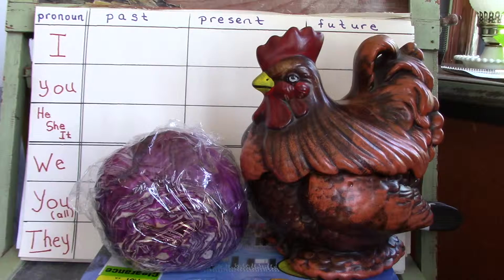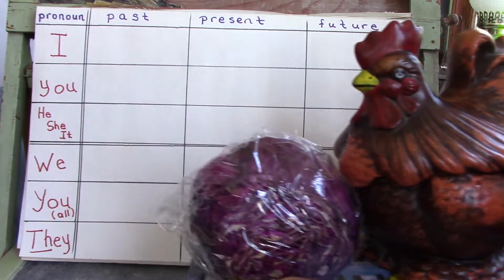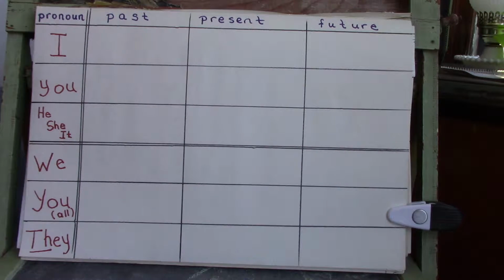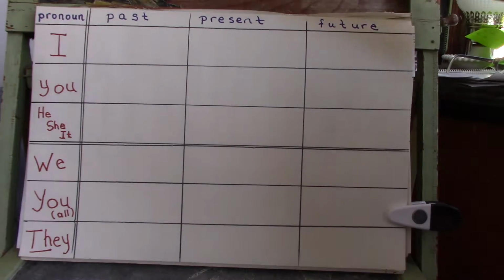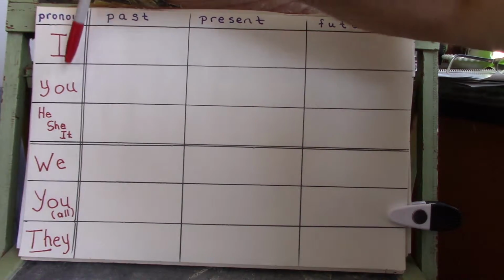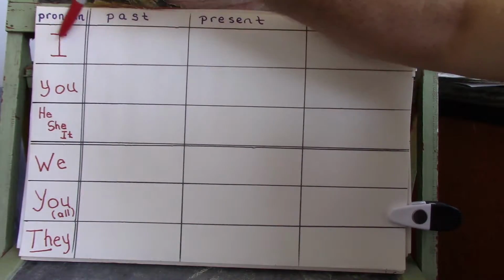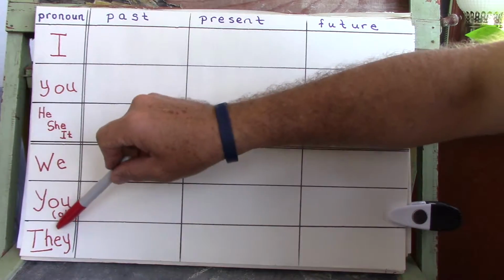Today we want to look at present simple. Let me move the chicken so we can see our chart. You remember our pronouns, subjective pronouns: I, you, he, she, it, singular. Plural: we, you all, they.